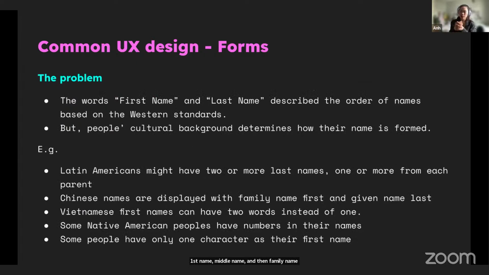When I studied English, the words first name and last name describe the order of names based on the Western standard, but that's not the same case for me, and I'm from Vietnam. However, people's cultural background determines how their name is formed. For example, for me, or also for people who are Chinese, our names are displayed with family name first and given name last.